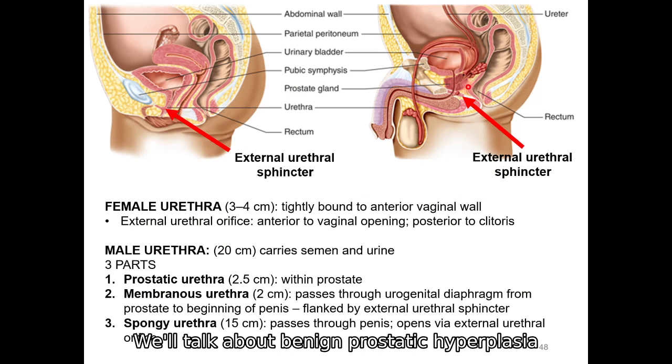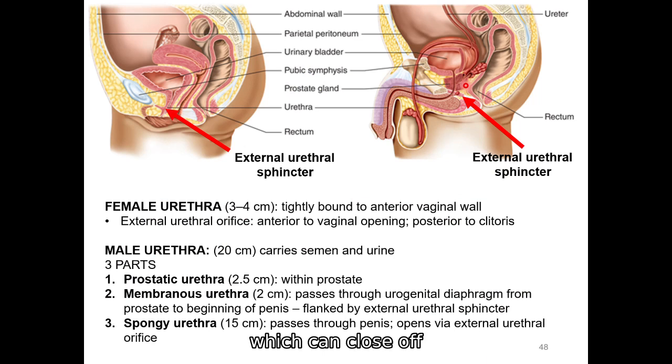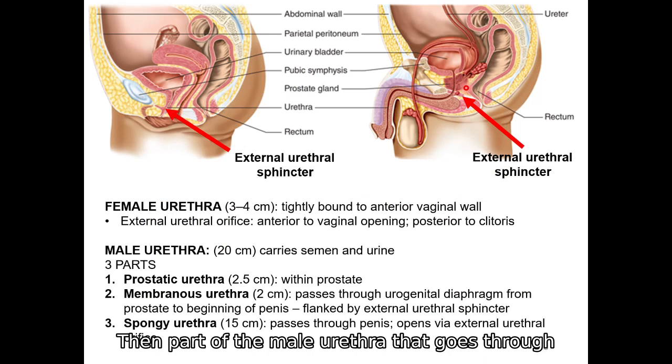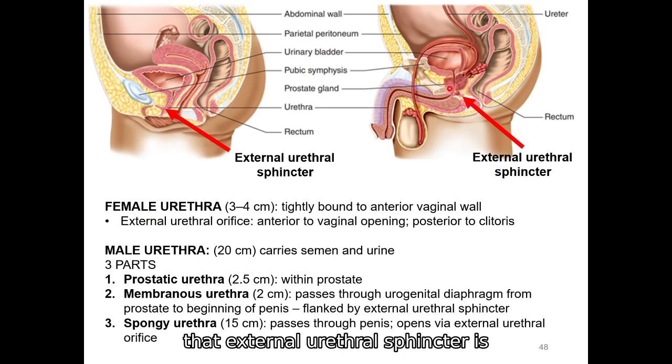We'll talk about benign prostatic hyperplasia. It often happens in males, an enlargement of the prostate gland, which can close off the urethra and make it difficult to urinate. The part of the male urethra that goes through the external urethral sphincter is called the membranous urethra. And the part that goes through the penis is called the penile urethra.